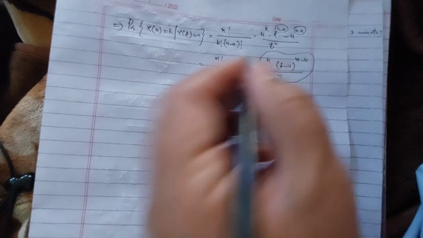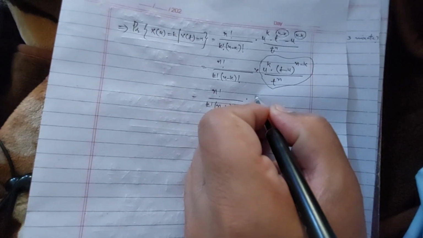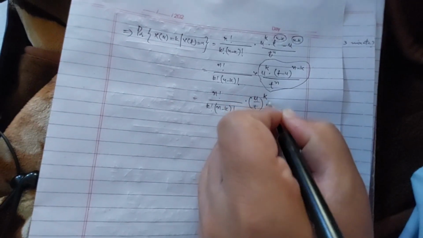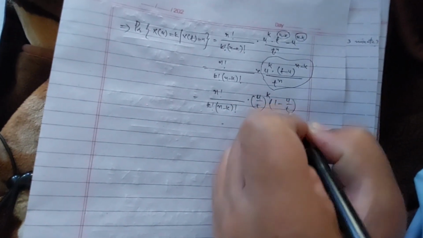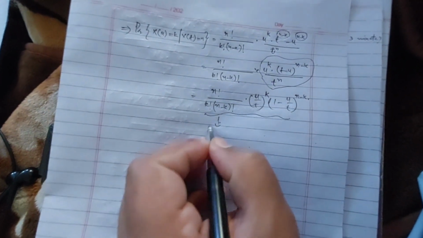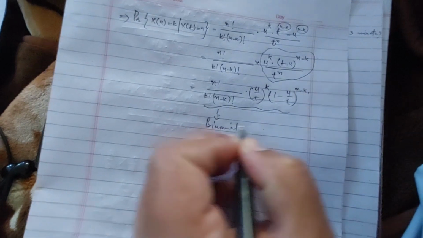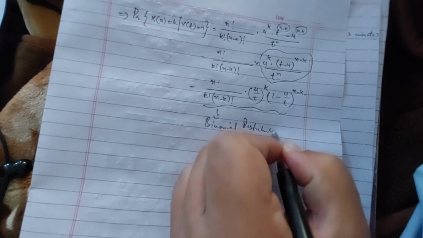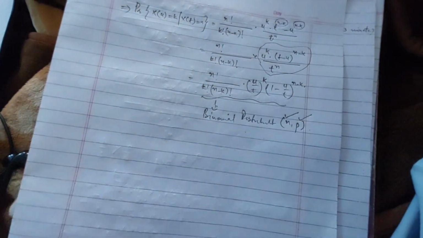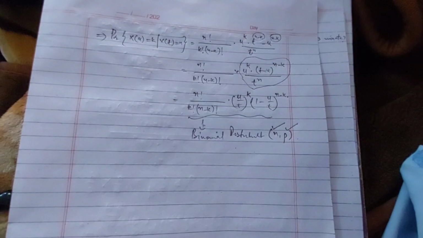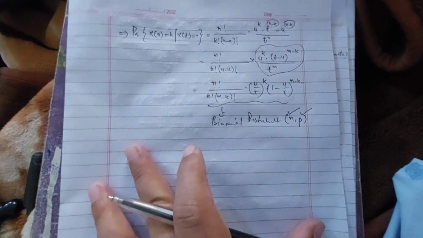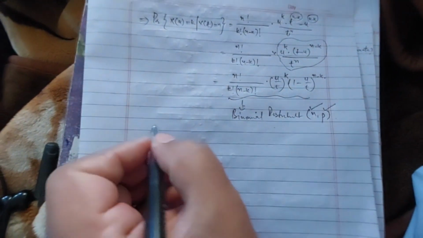This thing will become (u by t) raised to power k into (1 minus u by t) raised to power n minus k, which is the binomial distribution with n and p, where n is the number of events and p is the probability of each event. Okay, I will solve some example on this. So let's solve an example based on this.